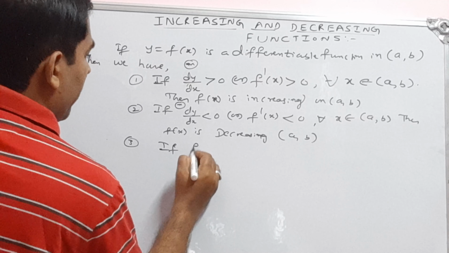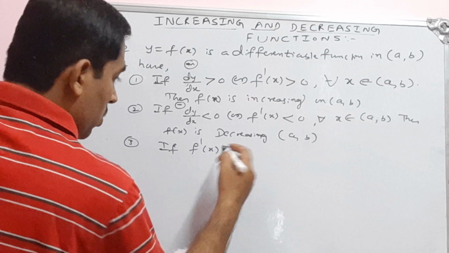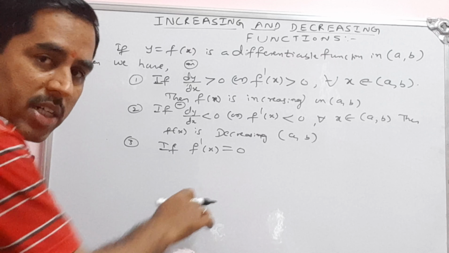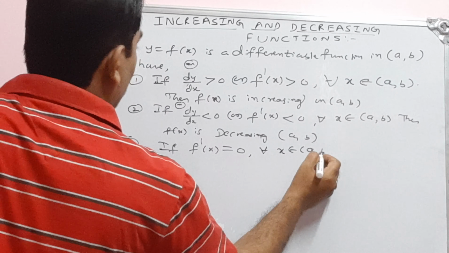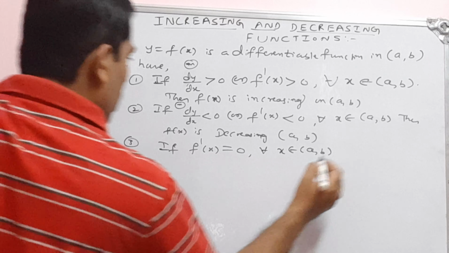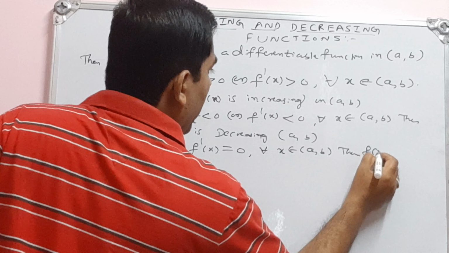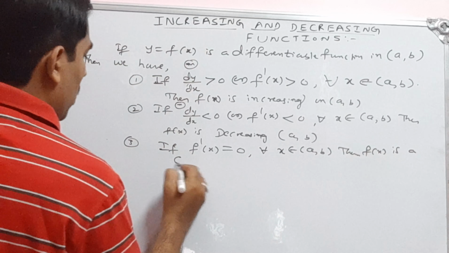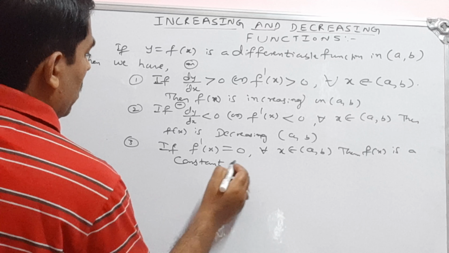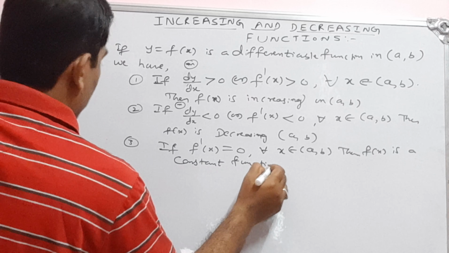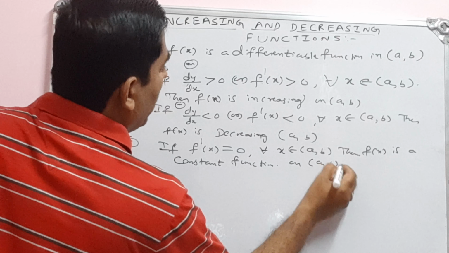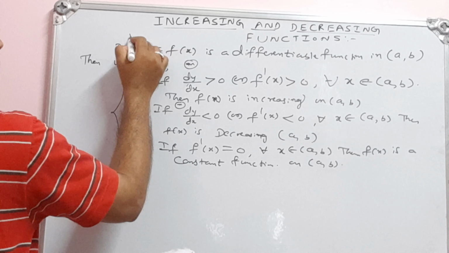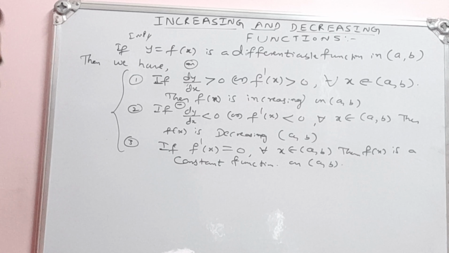So if the derivative f dash x is 0, as we discussed in our previous graph, for all x belonging to that interval, then that function is a constant function on the interval AB. These are very, very important concepts. I hope all of you can understand this very easily.